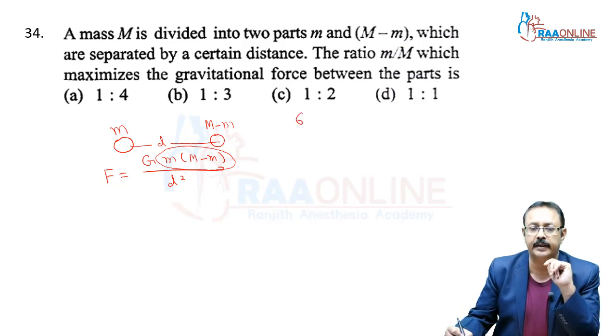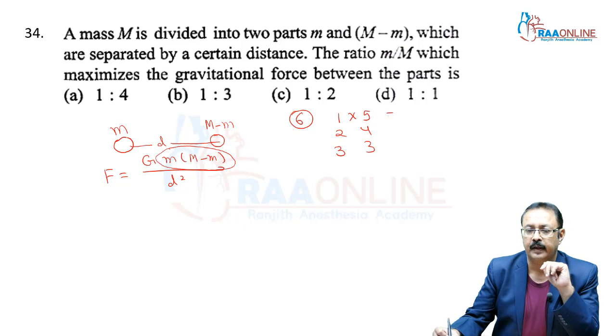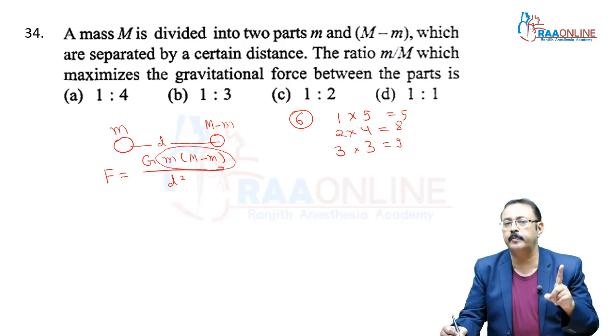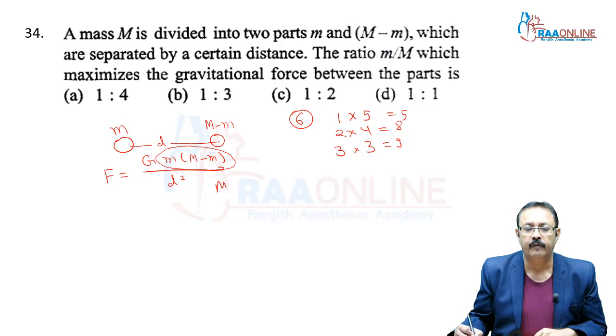Suppose I have a number 6. I want to divide it in two parts such that the product is maximum. Possibilities are 1 and 5, 2 and 4, and 3 and 3. In this case, product will be 5. In this case, product will be 8. In this case, product will be 9. So product will be maximum when both parts are equal. It means when M minus m is equal to m, then you will get this product maximum. Means when M is equal to 2m.